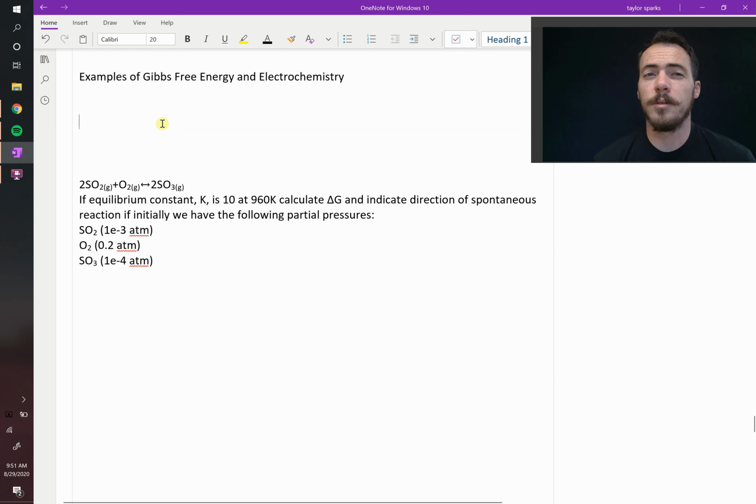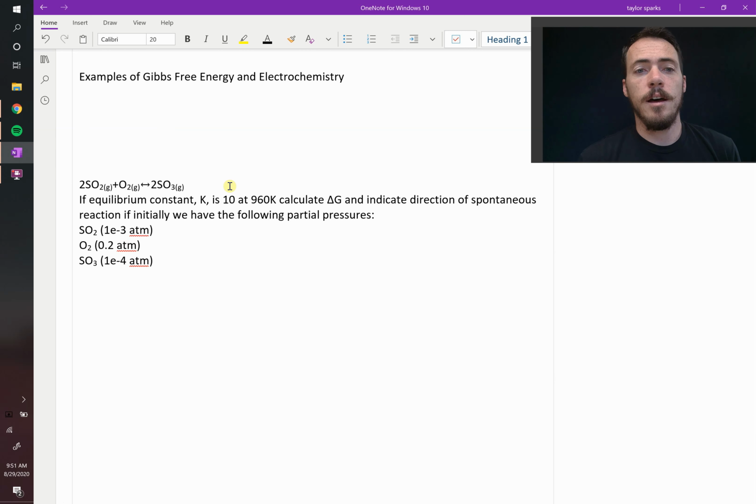Let's do some examples of Gibbs free energy and electrochemistry. Let's start with this one. Given this reaction, 2SO2 combining with oxygen to form 2SO3 molecules. So everything's in the gas phase here, and we're given the following. It says, if the equilibrium constant is 10 at 960 Kelvin, then calculate delta G and indicate the direction of spontaneous reaction if initially we have the following partial pressures.